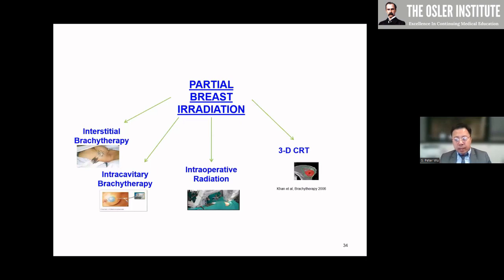Okay, this slide is a little out of date. Interstitial brachytherapy, intracavitary brachytherapy, which is done with one of a single lumen or multi-lumen catheter. Intraoperative radiation, which is done with electrons or photons, usually KV photons, not MV photons we're used to, and 3D CRT, or IMRT/VMAT, which is my preferred way of doing partial breast radiation with external beam.